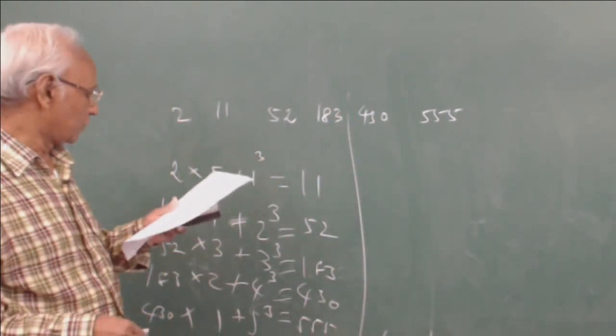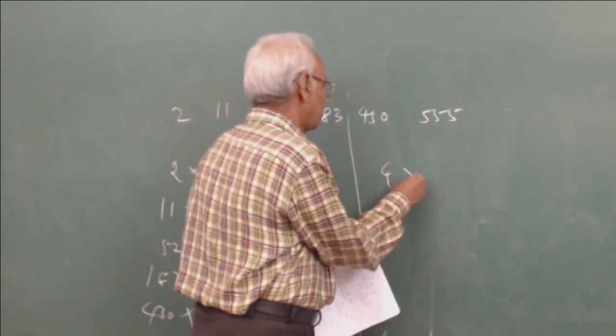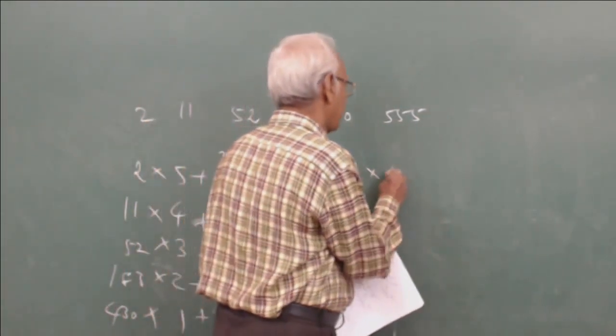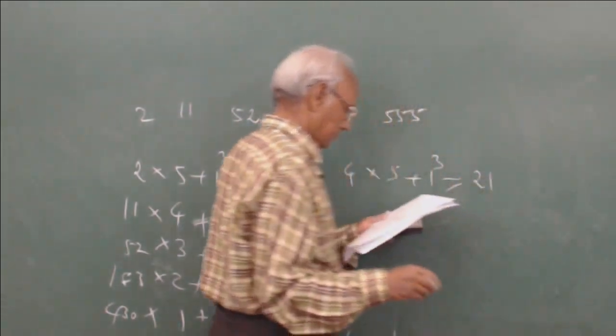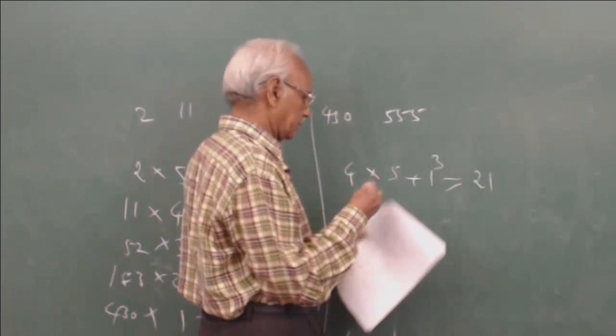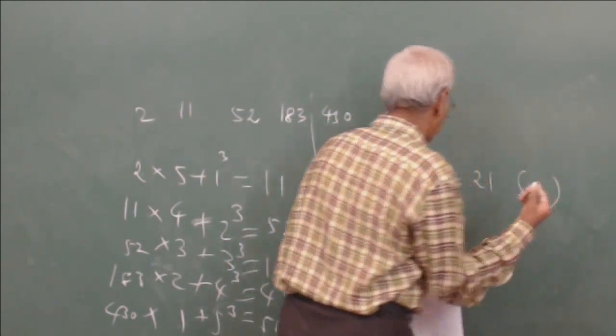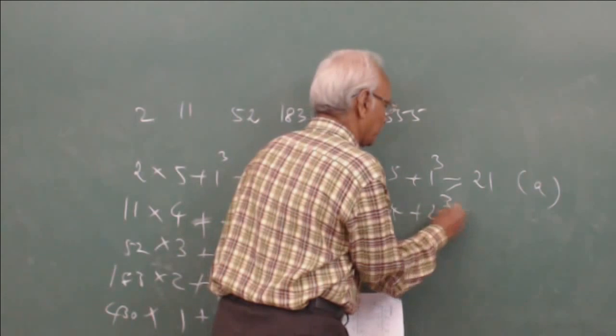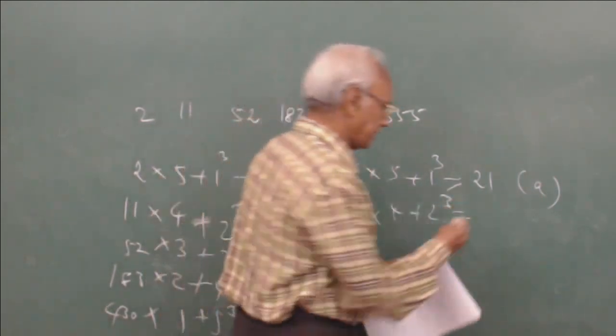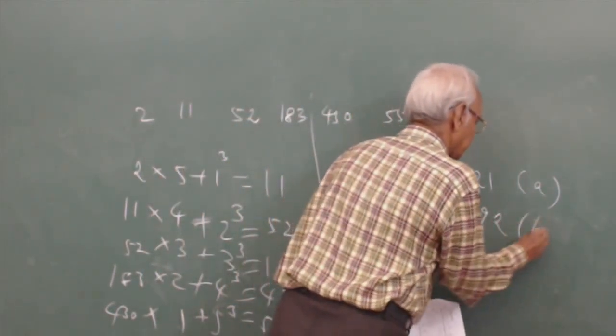So the same rule you have to follow for the second line. 4 into 5 plus 1 cubed is 21. That is A. Then 21 into 4 plus 2 cubed. That comes to 92, which is B.